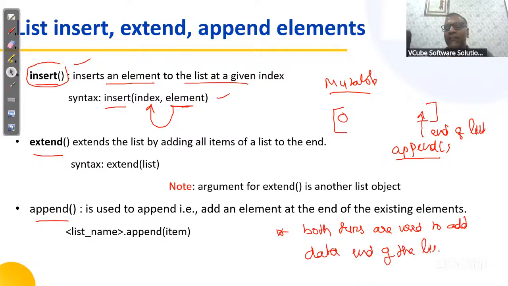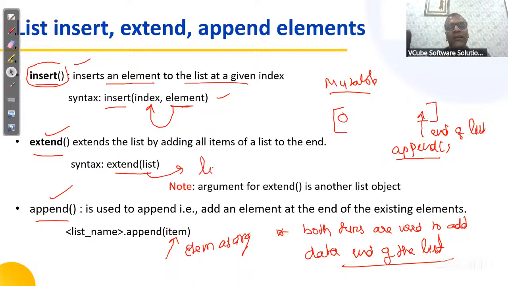You must be careful about this. The extend function and the append function are used to add data at the end of the list. But now observe carefully. The append function always takes an item as an argument, but the extend function always takes a list as an argument.